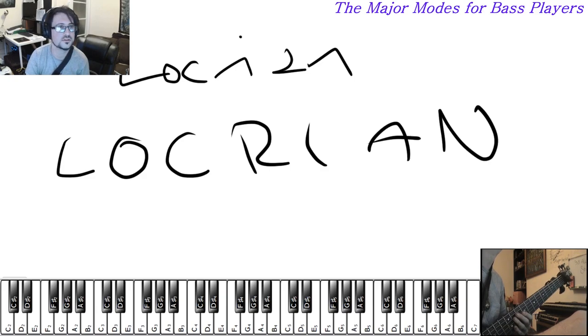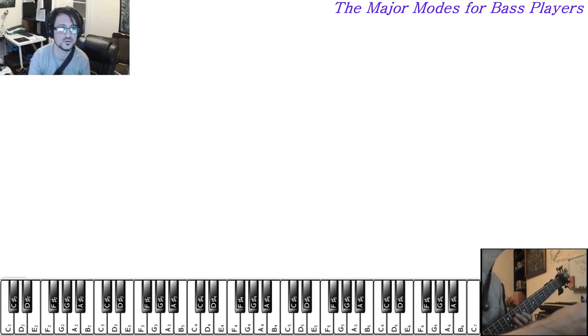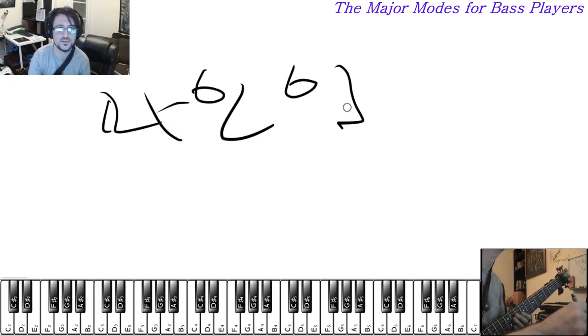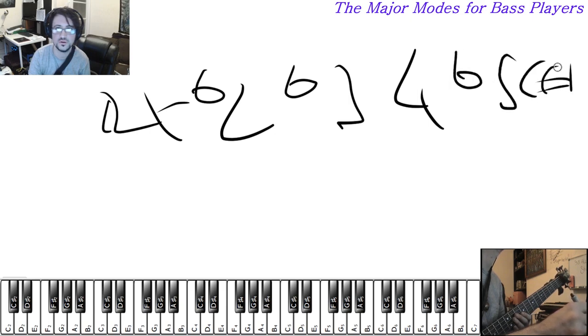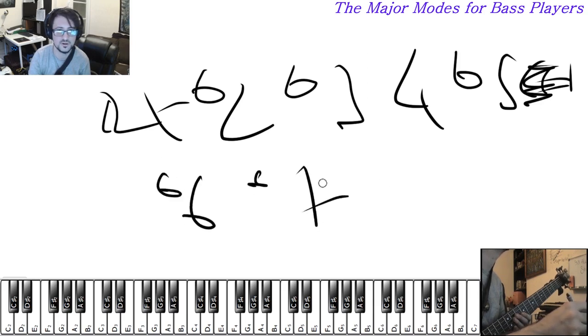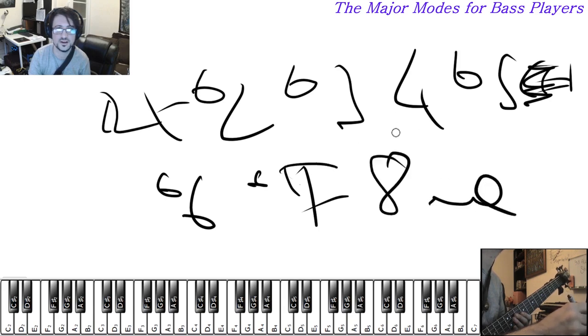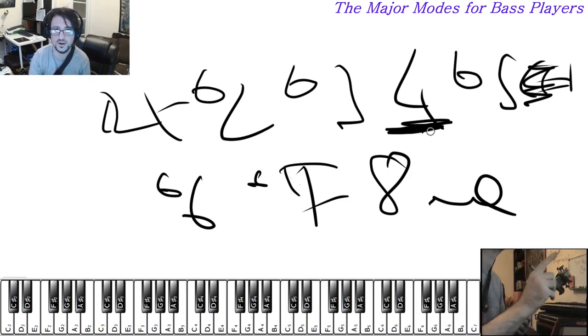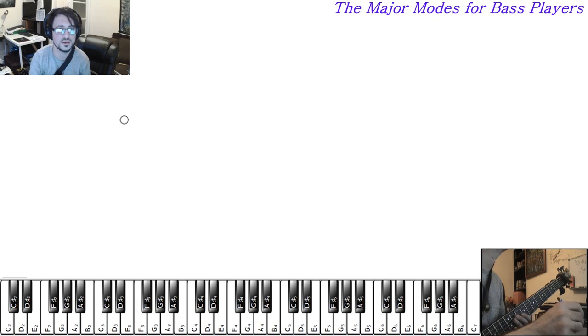Locrian, and the scale formula for it. I know he's just gone through it, but I'll write it out again anyway. Root, flat second, flat third, fourth, flat fifth, flat sixth, flat seventh, octave. So the signifier of this scale is that only the fourth isn't flattened. Everything except the root and the fourth are flattened, so that's how you can try and remember that.